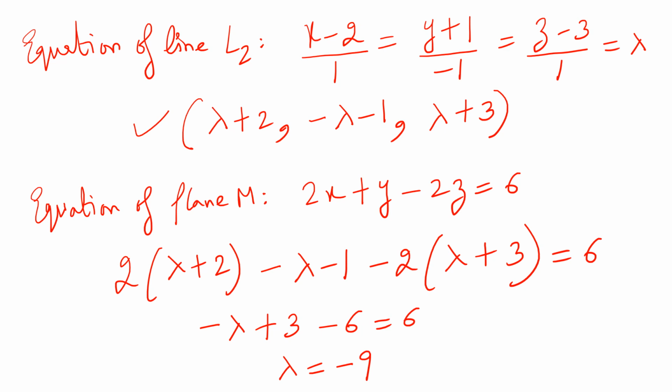Now, when I put this value of lambda in the general coordinates of any point lying on the line L2, then I get the coordinates of the point Q as minus 7, comma 8, comma minus 6. Now students, we move further.